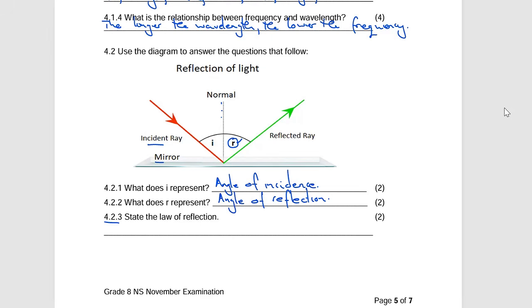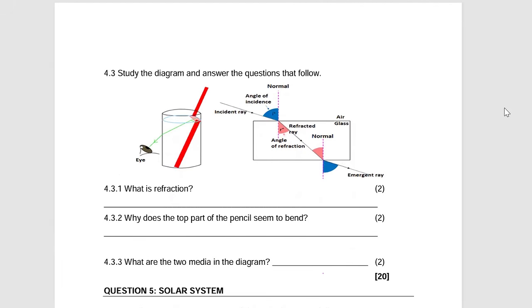It says, state the law of reflection, right? So reflection there. So refraction is the bending of light. It is the bending of light as it enters a new medium, like that. Okay.